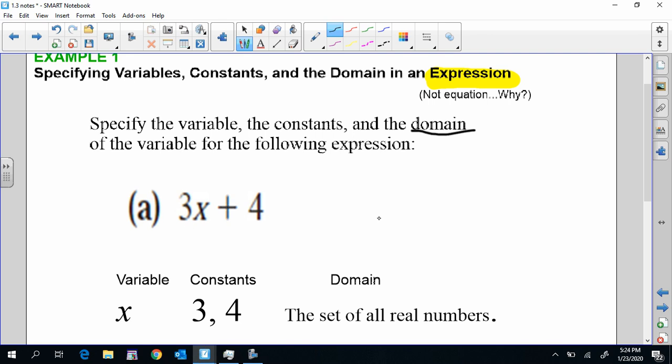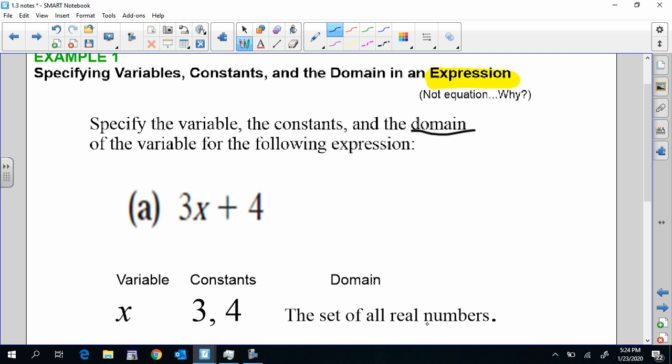Sentences, complete sentences are what equations represent in the mathematical language. Expressions are just ideas. They can take on many values. Remember that word value is different than the word variable. We understand that there are variables and constants. Those are clear to see.